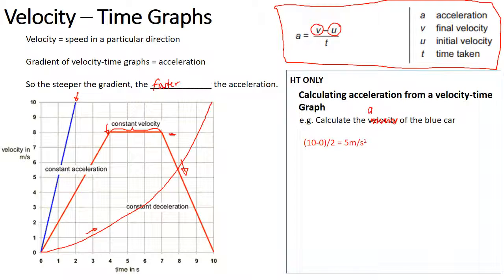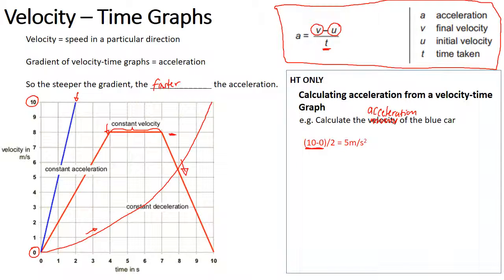We shouldn't say velocity there, we should say acceleration. Let's say we're trying to calculate the acceleration of the blue car. Now we know the blue car here starts at an initial velocity of 0 and it ends at a velocity of 10. So we're going to do the final velocity of 10 minus the initial velocity of 0, and that will give you the velocity change of the car in this case.